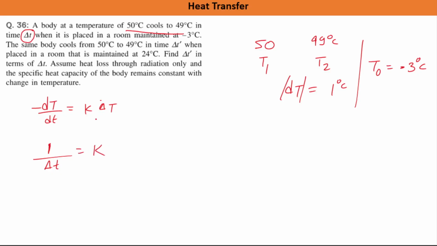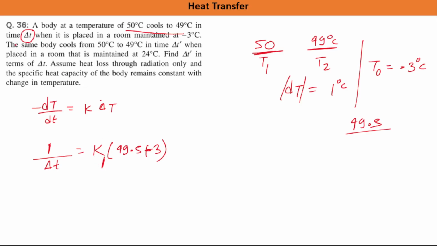Delta T will be what? This is the temperature difference of that body with the surrounding, right? So this is 50 also, 49 also. Take the average of these two. So that will become how much? 49.5. And then you will be doing here 49.5 minus of this minus 3 degree. So plus 3, right? Let's say this constant is K1.